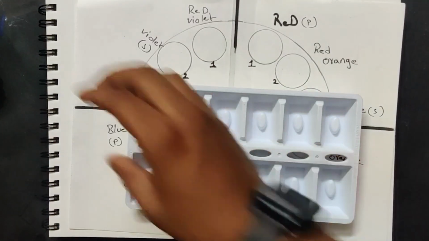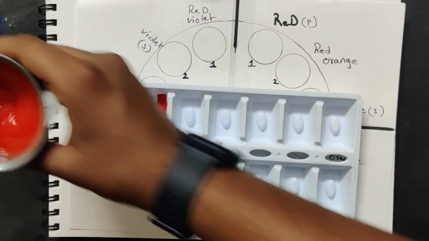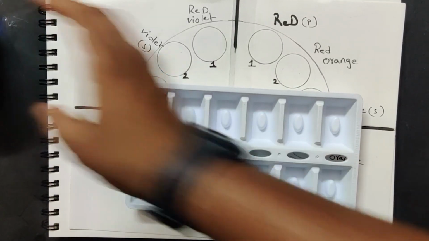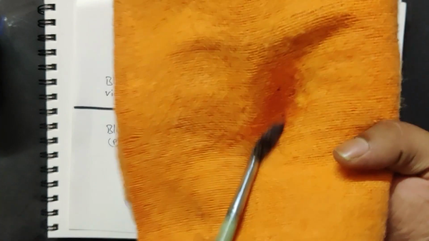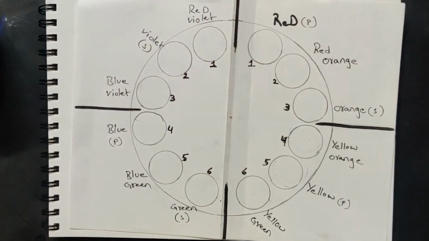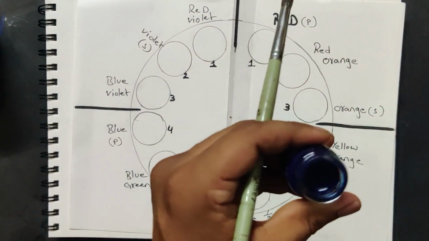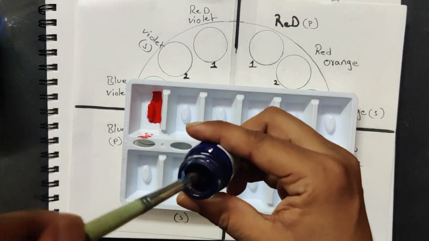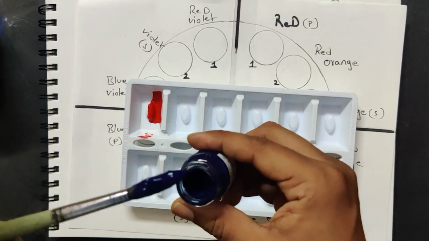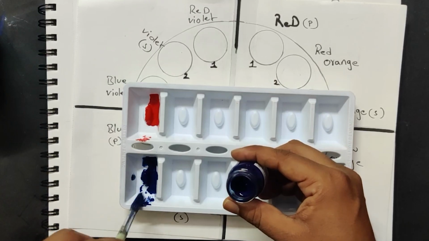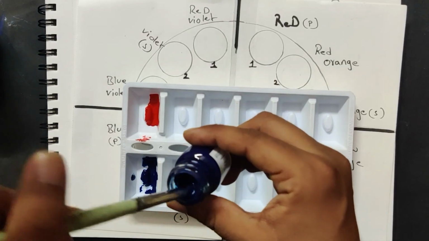Then immediately I'm gonna wash the brush and I'm gonna clean the brush. That is how you have to clean the brush, okay? Now I'm gonna take blue color. I have taken a blue color and keeping it in my palette.